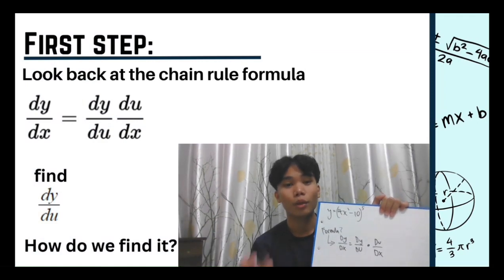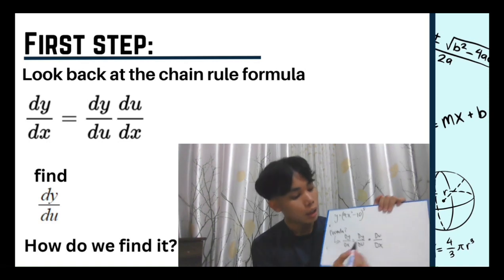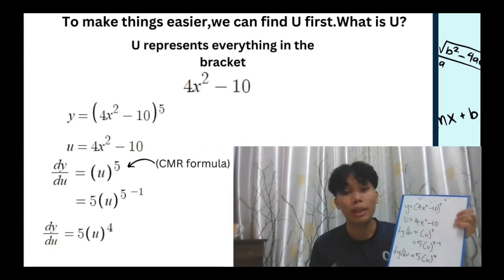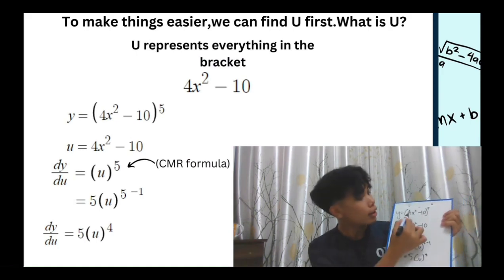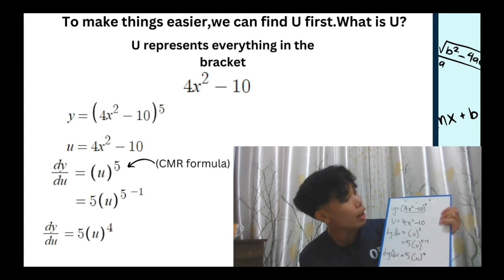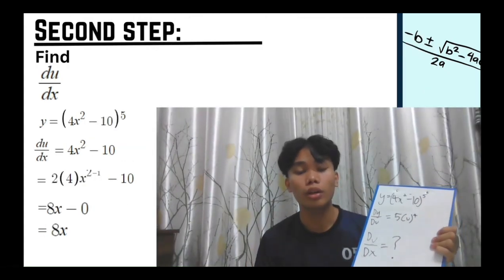For the first step, we have to look at the chain rule formula to see what we should find first. They want us to find dy over du. How do we find it? To make things easier, we have to find u. U represents everything in the bracket, which is 4x to the power of 2 minus 10. Now, we have already found our dy over du.